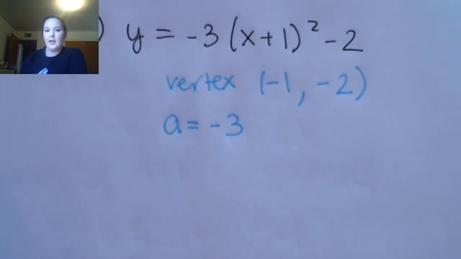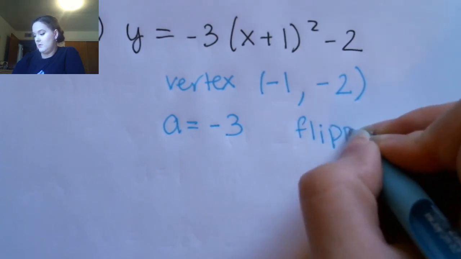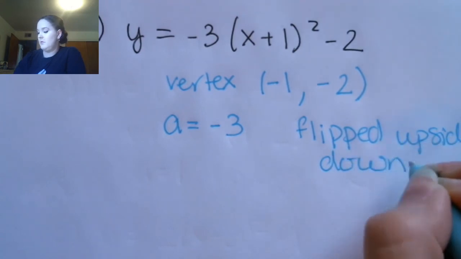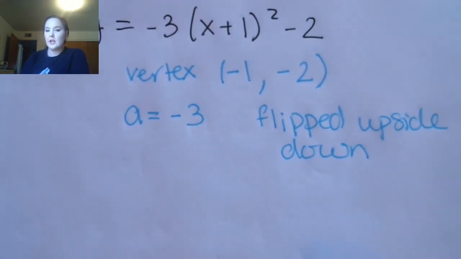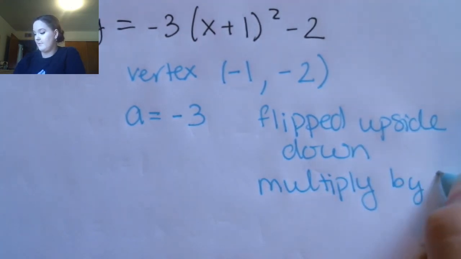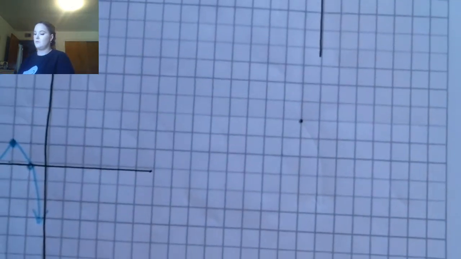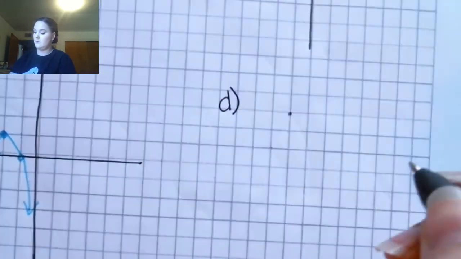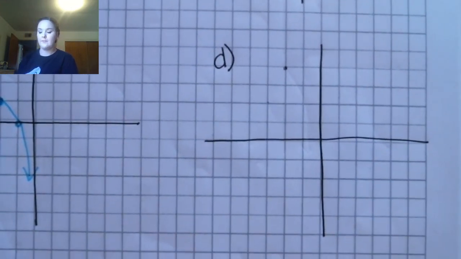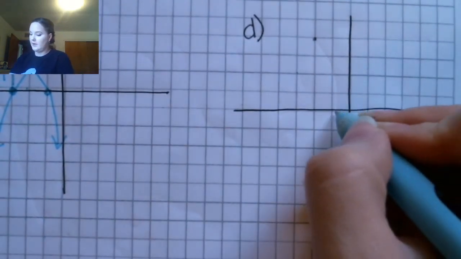So I know that the negative is going to flip it. And then I know that the 3 is going to multiply by 3. So let's see what that does to our graph. So our vertex was what? -1, -2. So -1, -2.